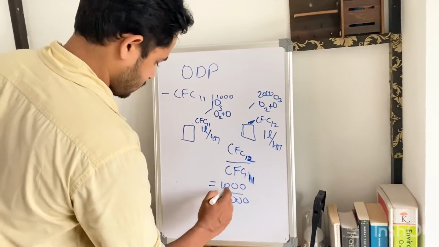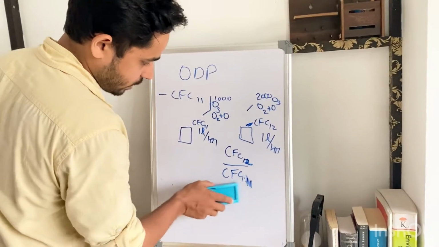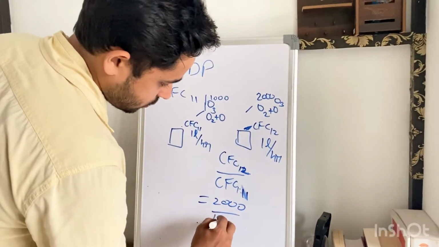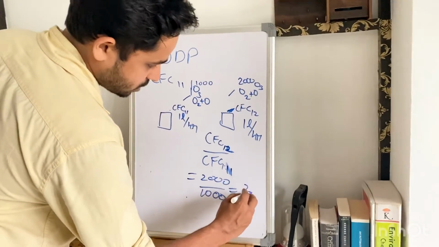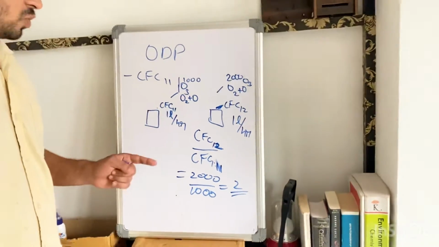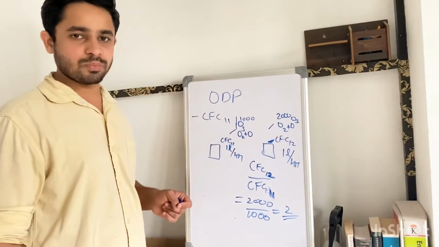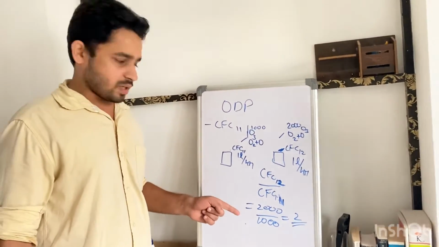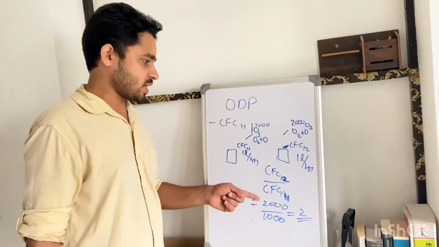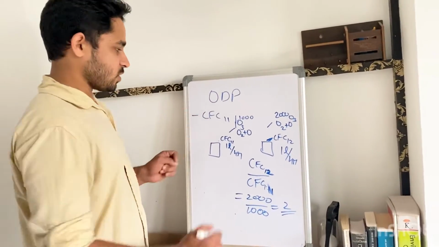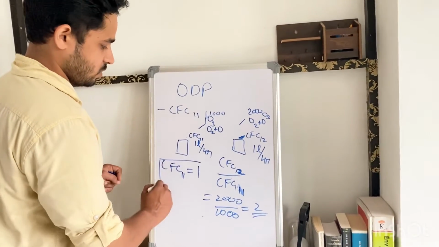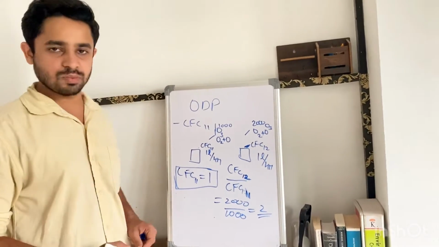So in that case, the equation will be 2000 by 1000, so the ozone depletion potential will be 2. And since this is a ratio, we don't have a unit. So this is how we measure ozone depletion potential. This was only an example. The exact ozone depletion potential of CFC 12 is not 2, but the ozone depletion potential of CFC 11 is always 1, because it is based on this gas that we are measuring ozone depletion potential.